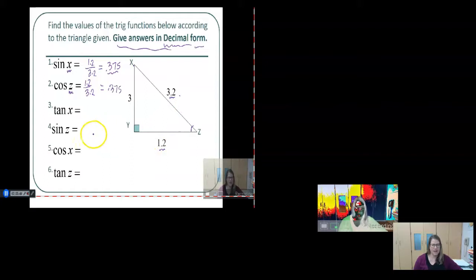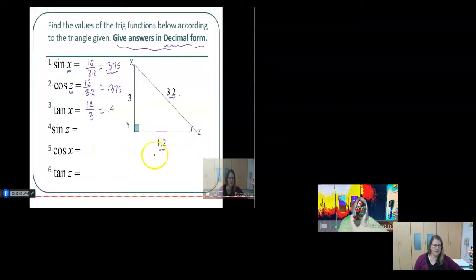Tangent of x. Tangent, remember, is the opposite side over the adjacent side. My reference angle is x, so opposite would be 1.2, and adjacent would be 3. So 1.2 over 3, and I'm going to grab my calculator again. That is equal to 0.4.